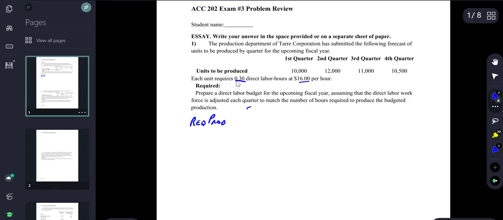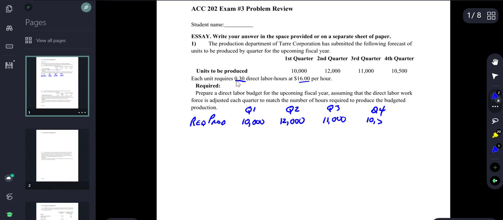And we have quarter one. I'm just going to put Q1. So this one is 10,000. Q2, or quarter two, is 12,000. Q3 is 11,000. And Q4 is 10,500.